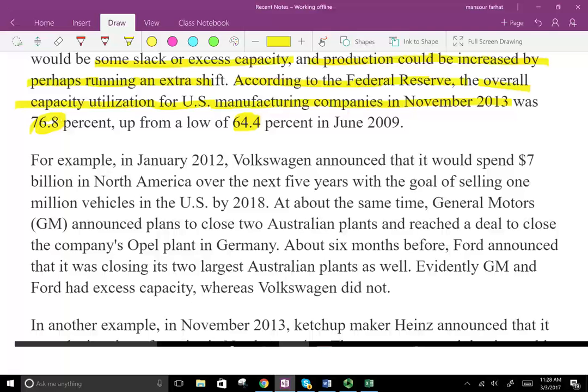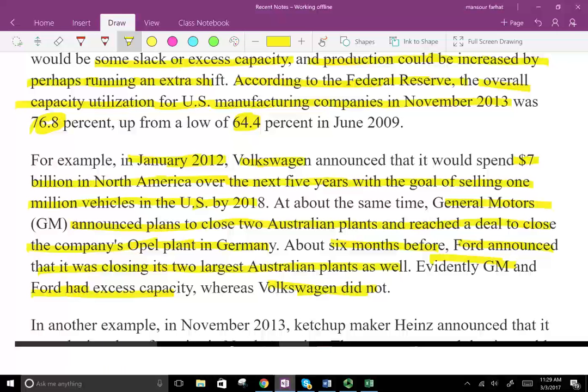Here's a more specific example. In January 2012, Volkswagen announced that it would spend $7 billion in North America over the next 5 years with the goal of selling 1 million vehicles in the US by 2018. That's their goal. At the same time, GM announced plans to close 2 Australian plants and reach a deal to close the company's Opel plant in Germany. About 6 months before, Ford announced that it's closing its 2 largest Australian plants as well. Evidently, GM and Ford have excess capacity, whereas Volkswagen did not.